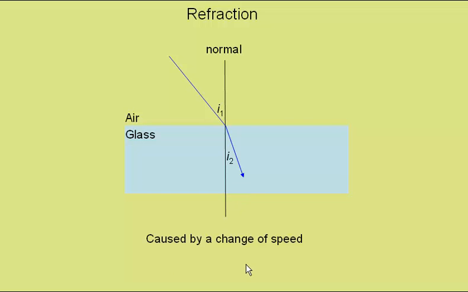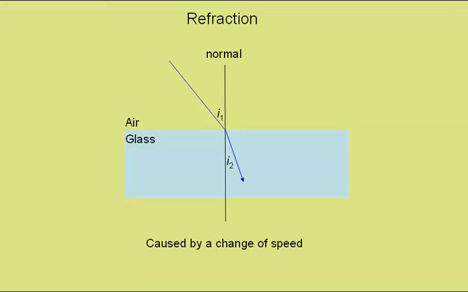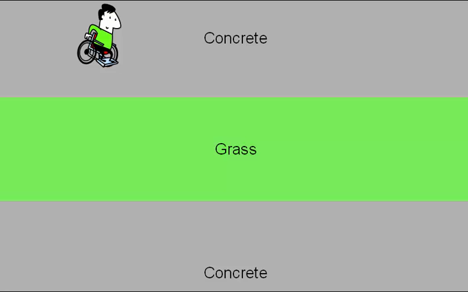Refraction is caused by a change of speed. The ray of light actually travels much slower in glass than it does in air. It's easier to understand how this effect comes about if we consider the much simpler case of a wheelchair travelling on concrete approaching a patch of grass at an angle.